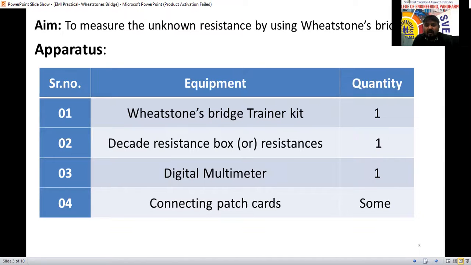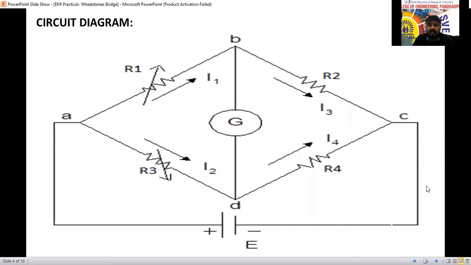To perform this practical, what are the components required? The first one is the Wheatstone's bridge kit, where we have to connect resistances 1, 2, 3, 4. After that, resistance boxes are required, and variable resistances if applicable. A digital multimeter is required to measure the voltage, and connecting patch cards, to make the connections. These are the components required to perform the practical.